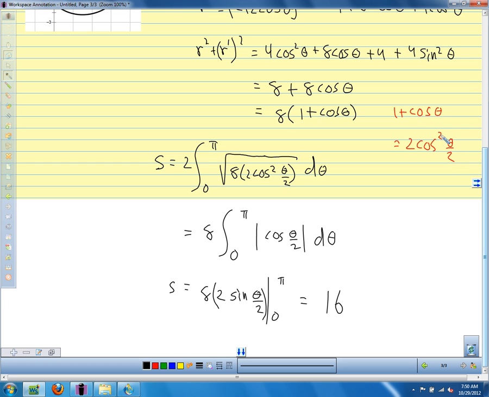This double angle formula for cosine is very, very useful when integrating trig functions, and it comes up very frequently. Questions on that one? Yes.